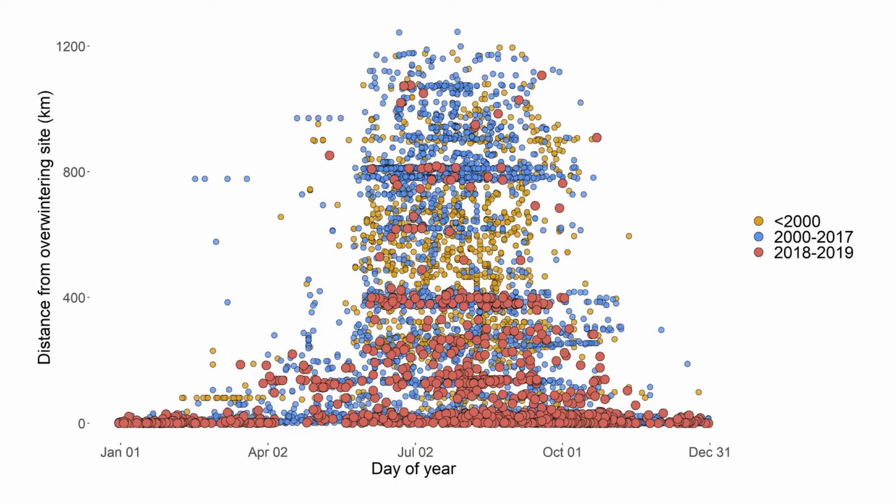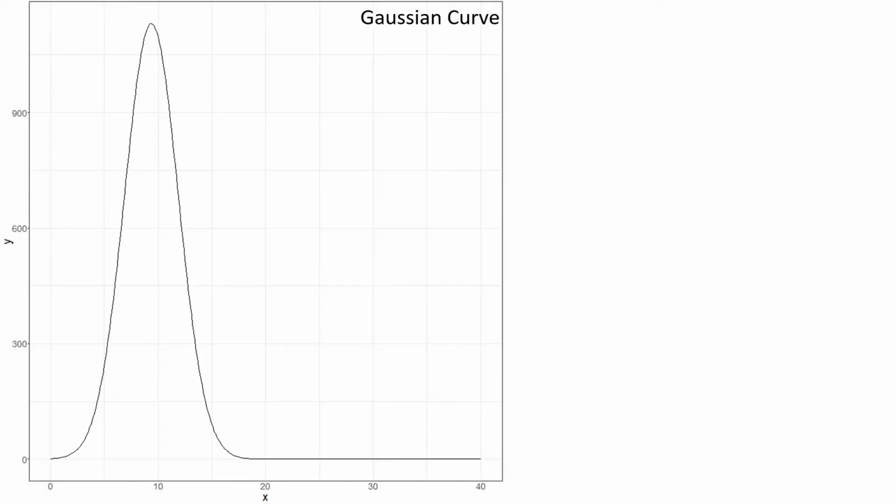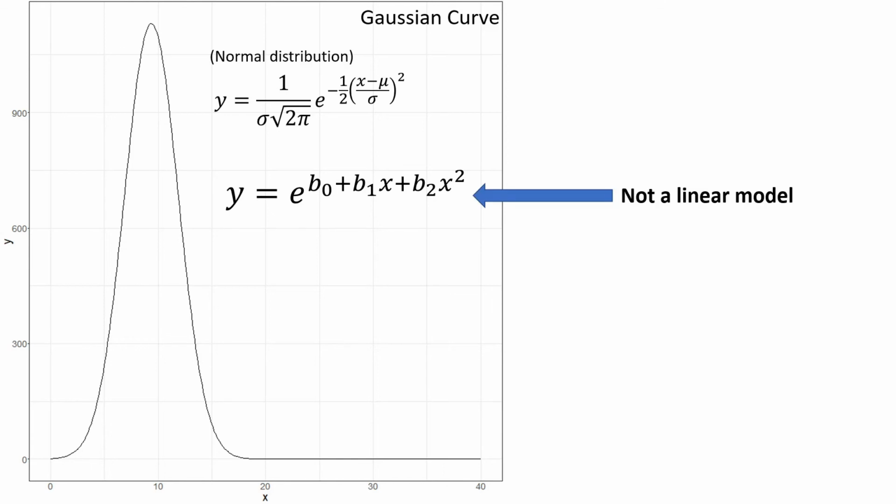And that brings me to the second tool that we used, which is a system for fitting Gaussian curves with linear models. This is a Gaussian curve. You might be familiar with the normal distribution, which is a special case of the Gaussian curve, defined by this intimidating-looking equation. The general equation for a Gaussian curve is much simpler, but it's still not a linear model, so we can't easily fit it with quantile regression.